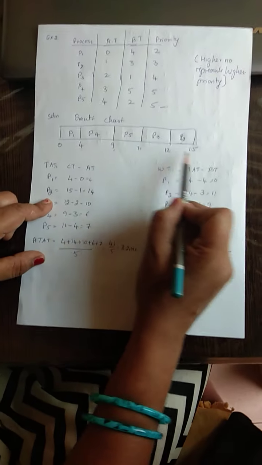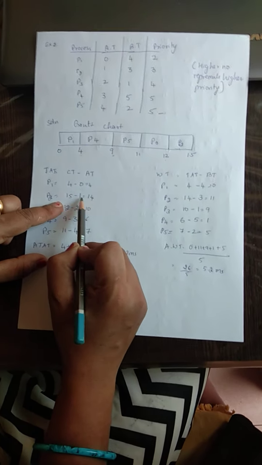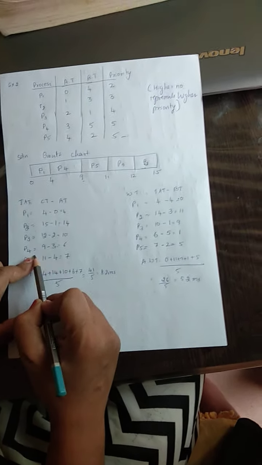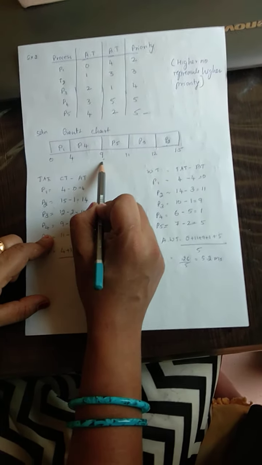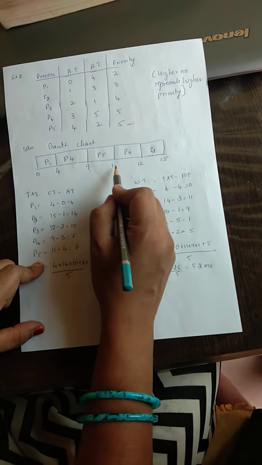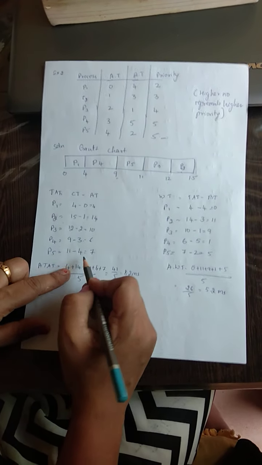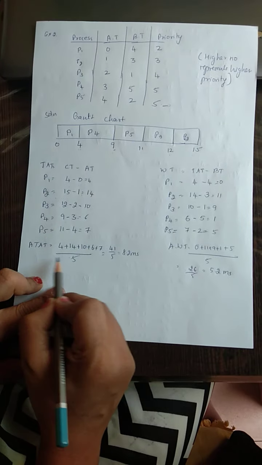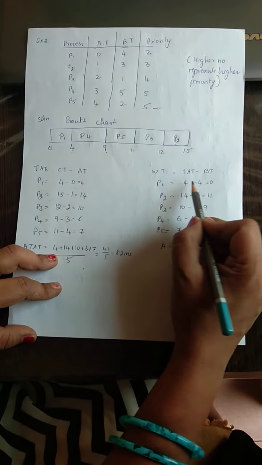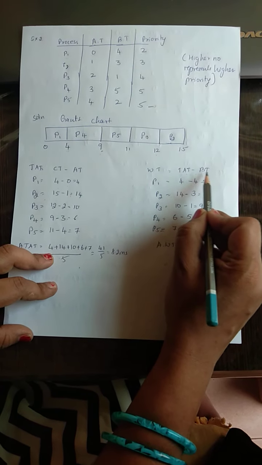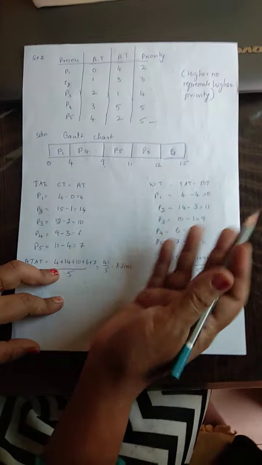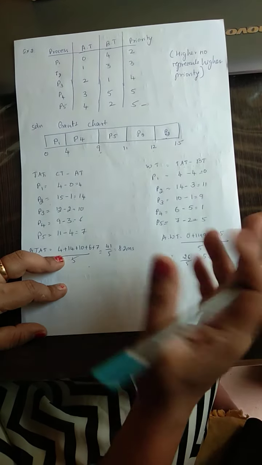P2 it is 15. 15 minus 1 arrival time. P3 12 minus 2. P4, 9 minus 3. This is all arrival time. P5 11 minus 4. So you have got 7. So finally calculate the turnaround time. And waiting time can also be calculated as turnaround time minus burst time. So you can use either these formulas or the previous one which I have done. Any one can be used.